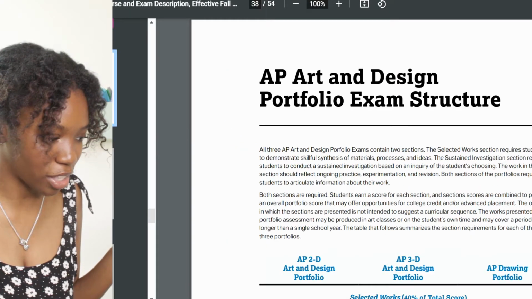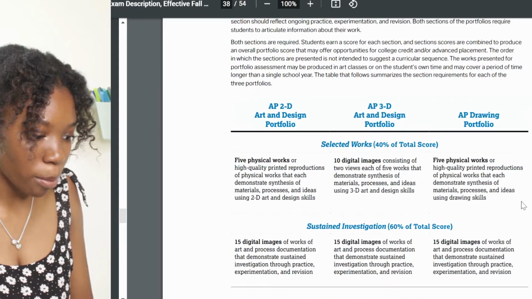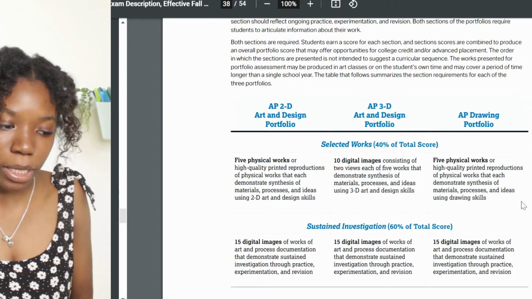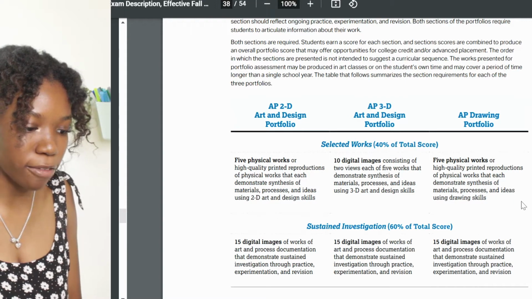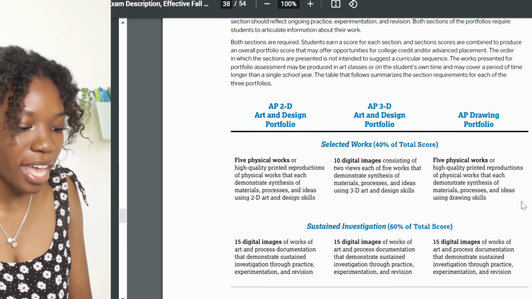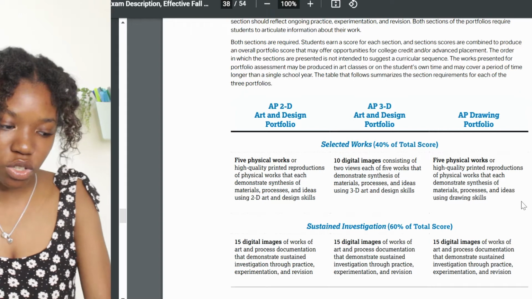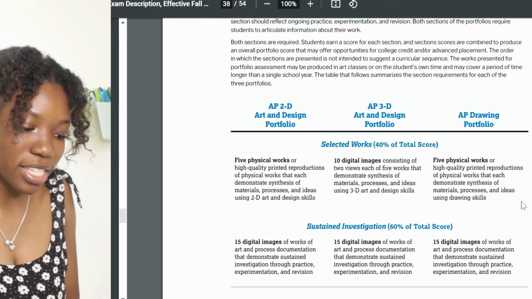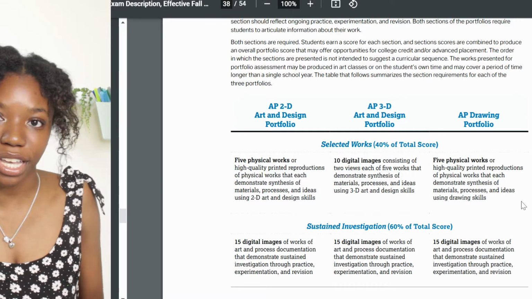Okay, I see. There's the structure of the exam. So for the drawing portfolio, 40% of your score is 5 physical works or high quality printed reproductions of physical works that each demonstrate synthesis of materials, processes, and ideas using drawing skills. And then 60% is sustained investigation. So 15 digital images of works of art and process documentation that demonstrate sustained investigation through practice, experimentation, and revision.